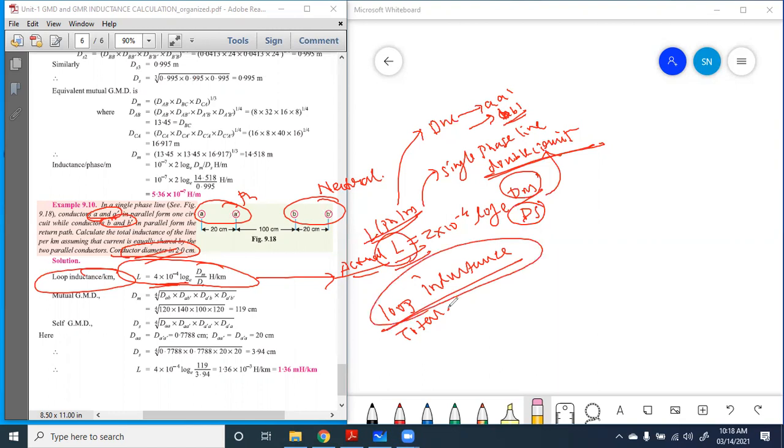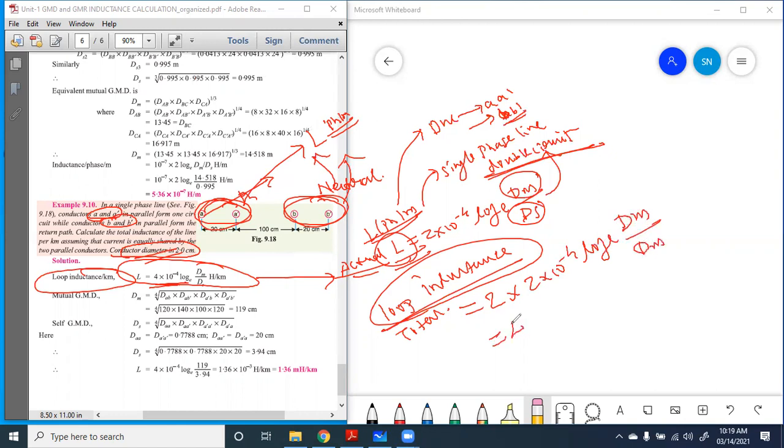But in loop inductance, we only need to multiply it by 2, because the same conductor A dash as B dash uses the same conductor diameter and material of the conductor. Means same material and same radius of the conductor are used in both A dash and B dash conductor. That's why we only need to calculate the per phase per meter inductance, then multiply it by 2 for phase B, that is 2 into 10 raised to the power minus 4 log e dm upon ds.